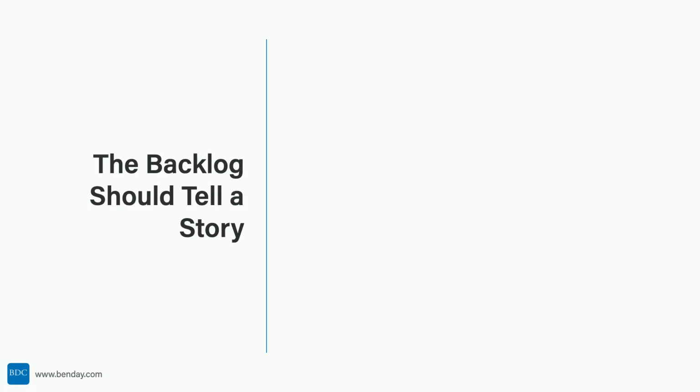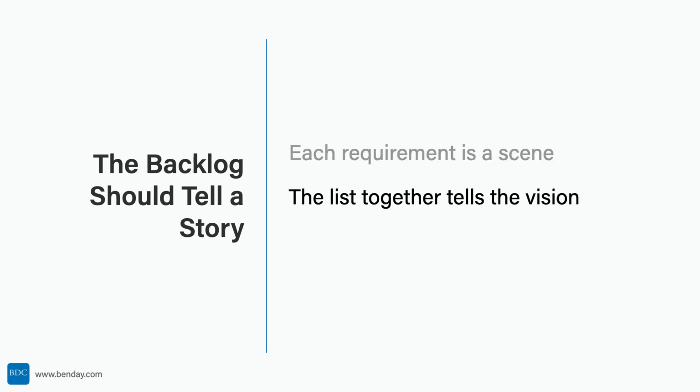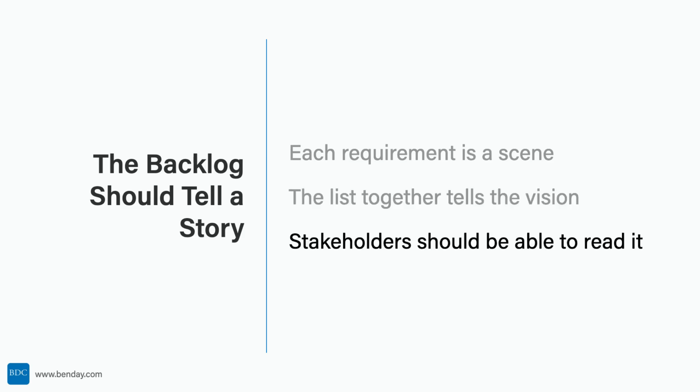Here's the bigger picture I want you to see. Each requirement is like a scene in a movie. It has a protagonist, the user. It has an intention, what they're trying to do. And it has an outcome, what happens when they succeed. And your requirements list, taken together, tells the story of your vision. Where is this product going? What will it do for users? What problems will it solve? Stakeholders should be able to read your list and understand that story with minimal explanation. If they can't, if it reads like a technical to-do list, then you're missing out on the collaboration and trust building that makes everything else work.